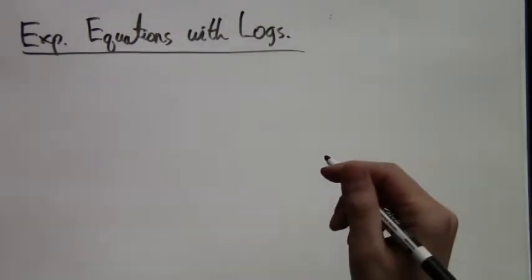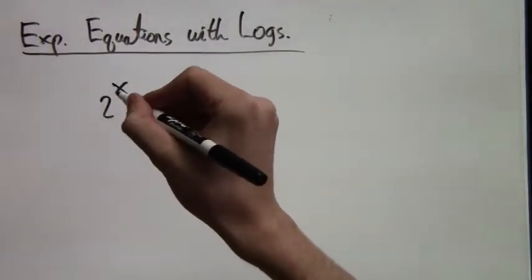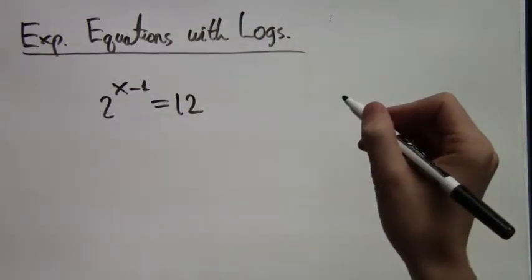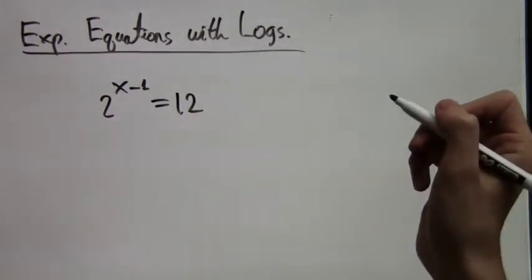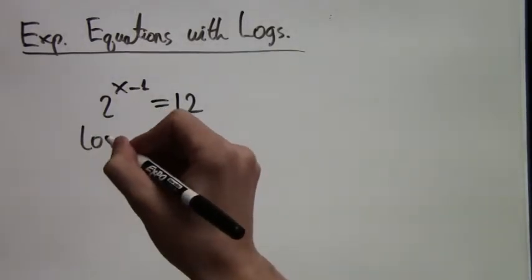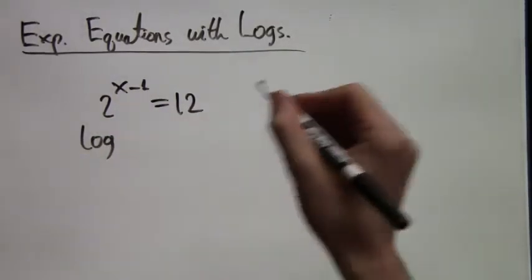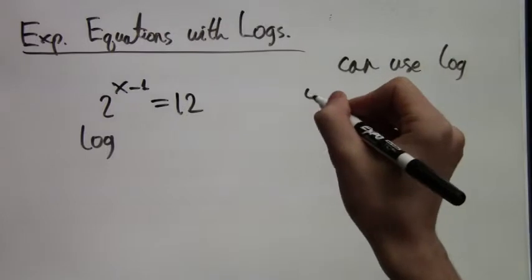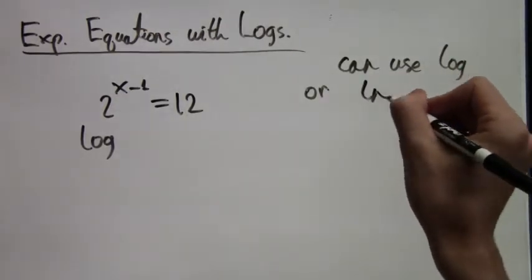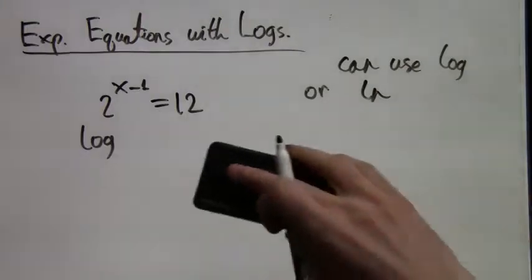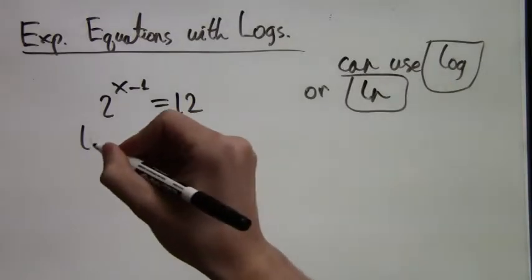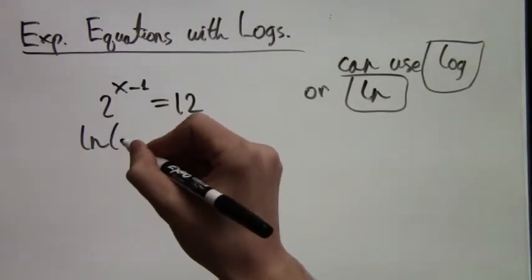Let's do some more examples. For example, 2 to the x minus 1 equals 12. So first, we're just going to take the log again. And also we can use any logarithm. So far we've been using the base 10 logarithm, but we could use the natural logarithm, ln. So in this case, just to try out something new, we will use the natural logarithm.